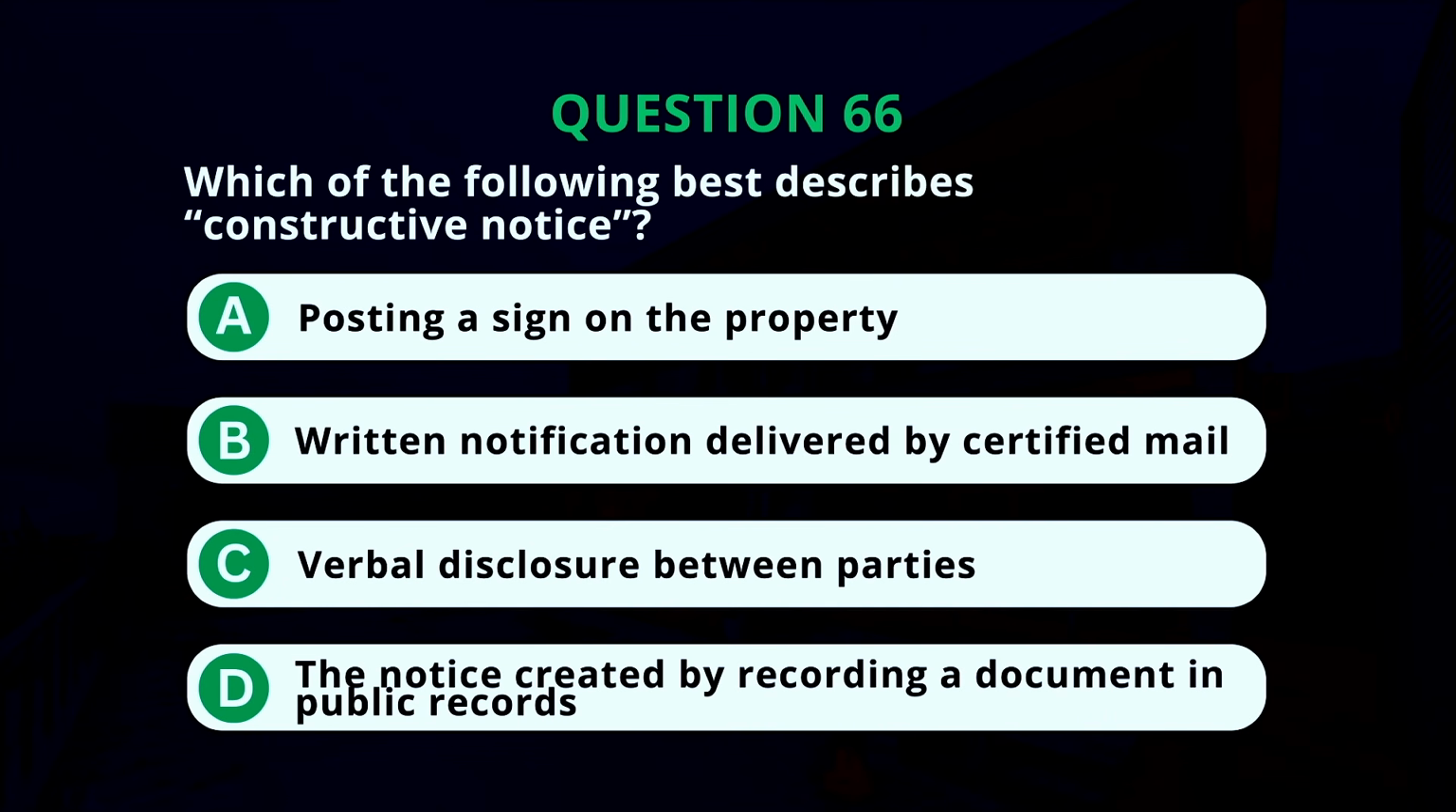Question number 66. Which of the following best describes constructive notice? Letter A, posting a sign on the property. Letter B, written notification delivered by certified mail. Letter C, verbal disclosure between parties. Letter D, the notice created by recording a document in public records. And the answer?